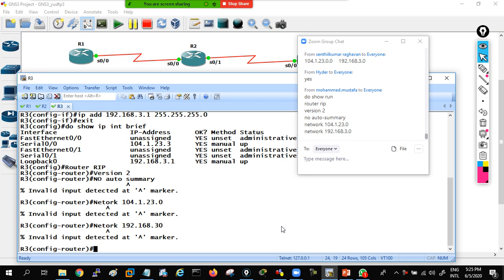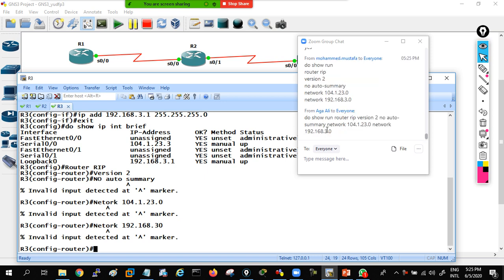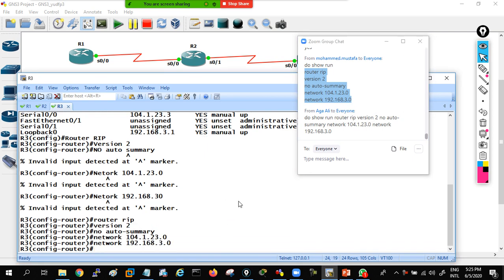No auto summary. Network. Sir, actually you have to type network. You type network. No problem, sir. I will change it now. Guys, type it properly. I will copy it now. Router RIP version 2, no auto summary, network 104.1.23. This is correct. Mustafa, you are right. Let's go and paste it. Perfect.